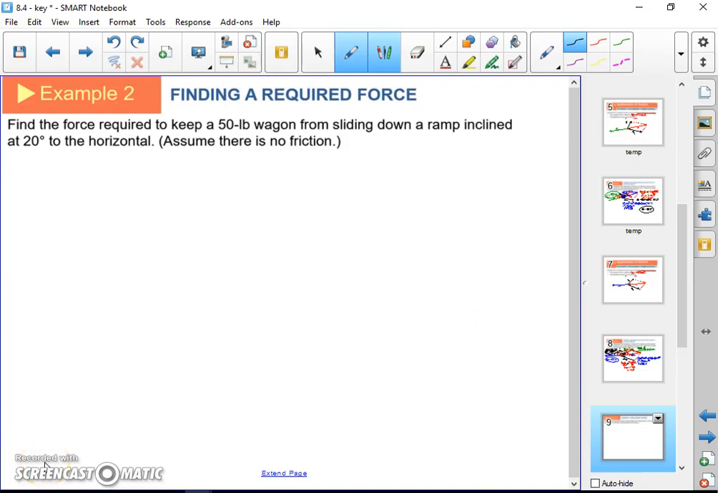Example 2, find the force required to keep a 50-pound wagon from sliding down a ramp inclined at 20 degrees to the horizontal, assuming no friction. All right, so they're describing a picture, and anytime they describe a picture, I'm going to draw a picture. So I think the key to this is drawing a really good picture.